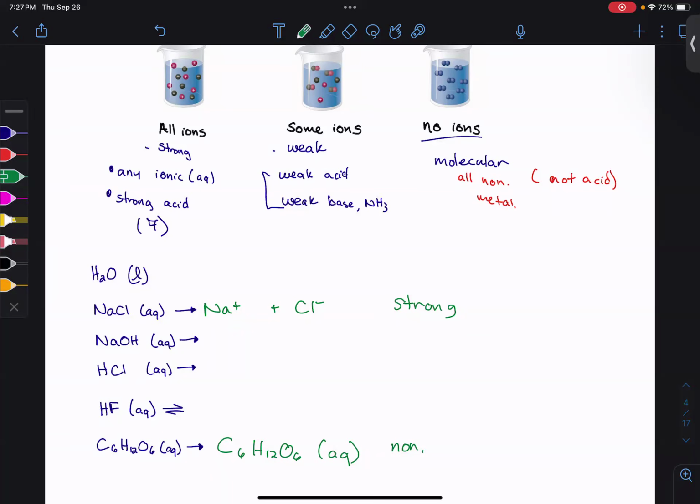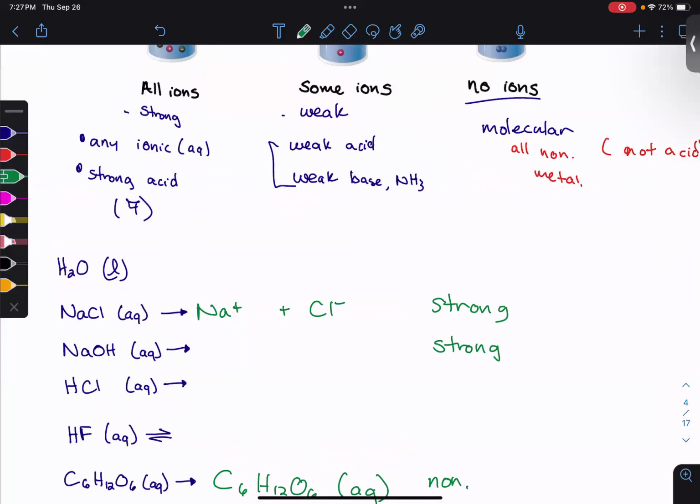All right. Let's do these two. Sodium hydroxide. What kind of electrolyte? Strong. When you dissolve sodium hydroxide in water, what ions do you get? Sodium plus and what else? OH minus, very good. Where that hydroxide, that polyatomic, stays together.